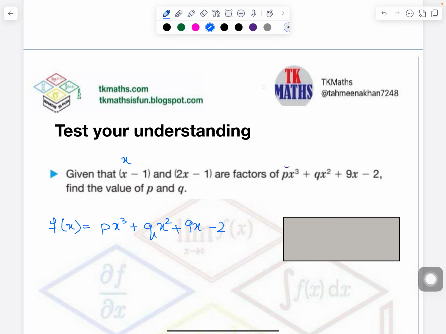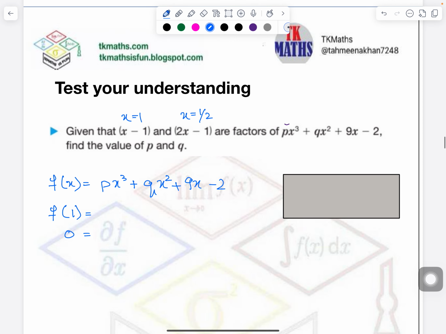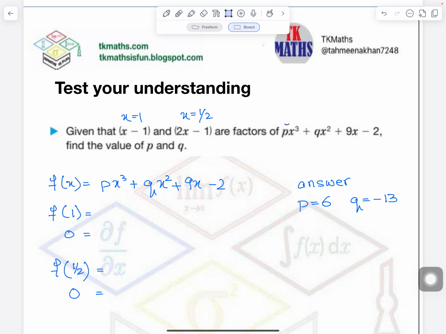So from here I will get x equals to 1. From here I will get x equals to half. If you put it equals to 0, right? So one time you will put f of 1, put it equals to 0. You will get one equation. Then second time you will put f of half and put it 0. You will get two equations. You have to solve them simultaneously, right? So this is the hint for you, and you should get answer P equals 6, Q equals minus 13.